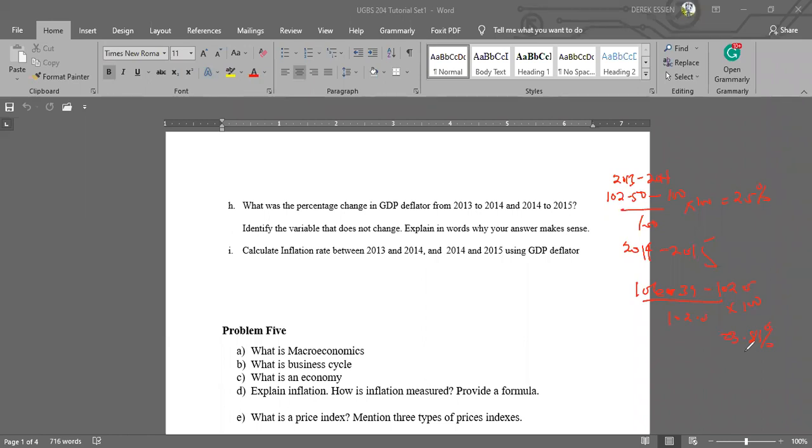Now they are asking us to identify the variable that does not change. Explain in words why your answer makes sense. Who can tell us? Who can help us?